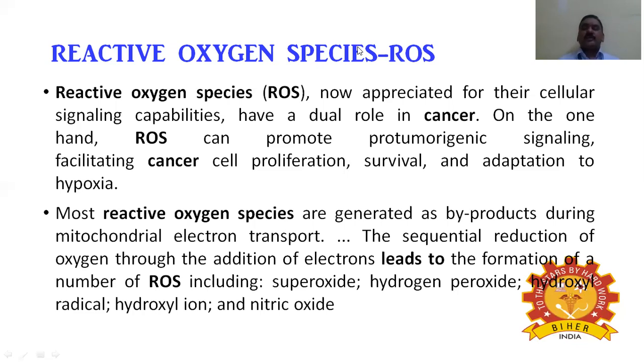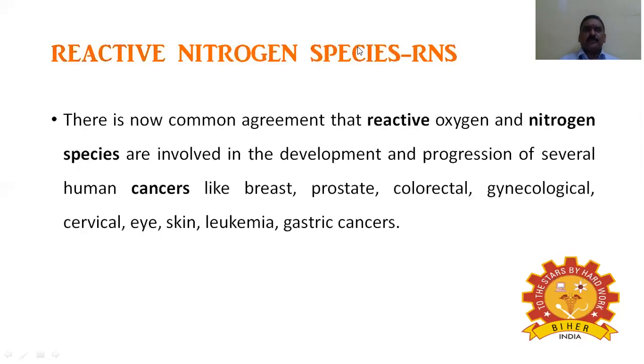The sequential reduction of oxygen through the addition of electrons leads to the formation of a number of reactive oxygen species, including the superoxides, hydrogen peroxides, hydroxyl radicals, hydroxyl ions, and nitric oxide. These are the reactive oxygen species.